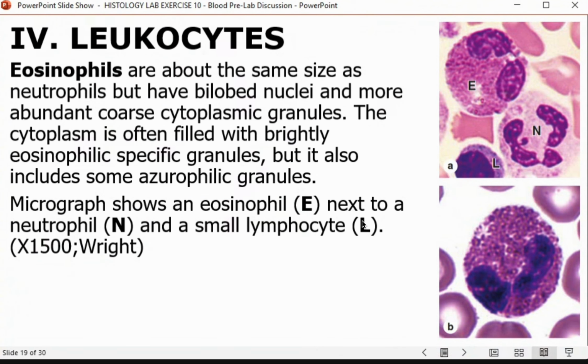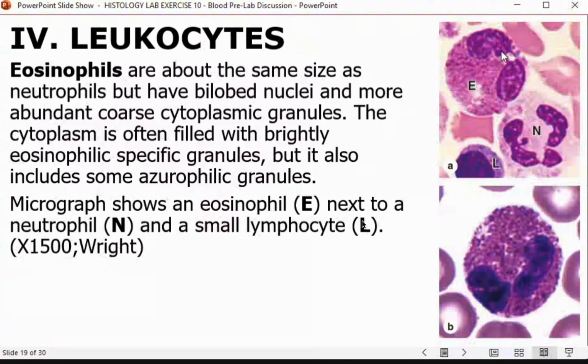The second type of granulocyte is your eosinophil. They're about the same size as neutrophils but have bilobed nuclei and more abundant coarse cytoplasmic granules. So let's take a look at that. You have here same size, your eosinophil and your neutrophil. And they are bilobed, unlike the neutrophil here, which has three or almost four lobes. I think this is just a bar body, but your eosinophil has two lobes, one, two.